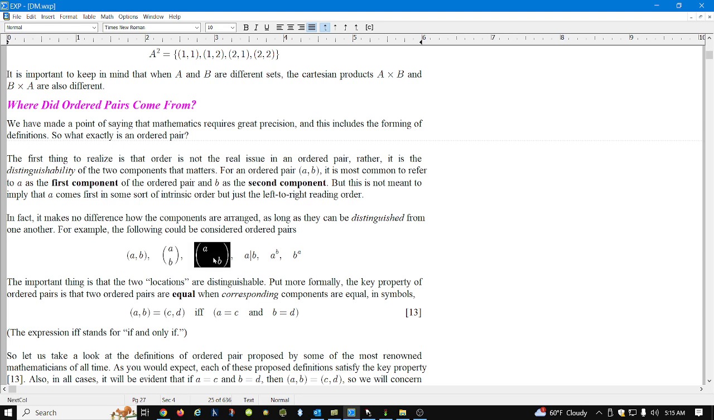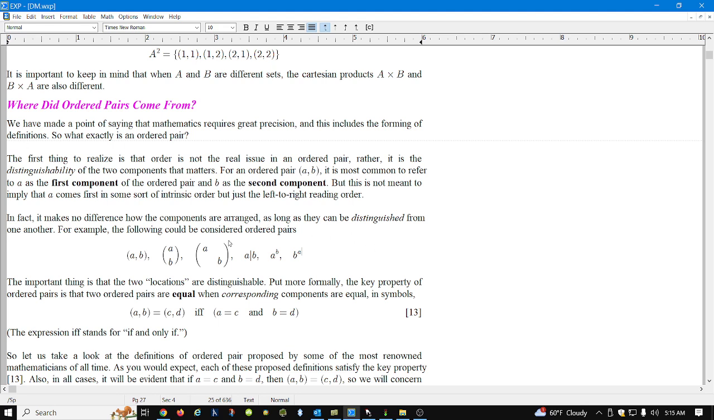You could conceivably write an ordered pair in this form as a diagonal matrix. A bar B would work just as well. So would these. I don't recommend any of these notations, but the point is, look at this one for instance, you can distinguish between the base and the exponent, and that is the key property.